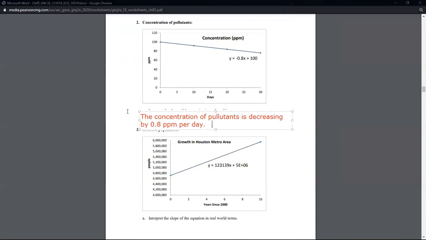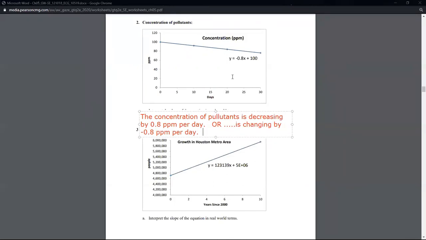So again, I could say the concentration is decreasing by 0.8 parts per million per day, or I could say it's changing by negative 0.8 parts per million per day. Those would both be acceptable.